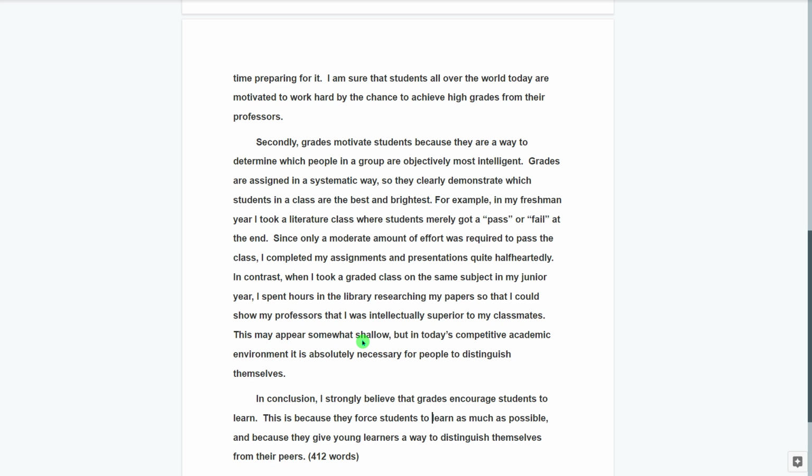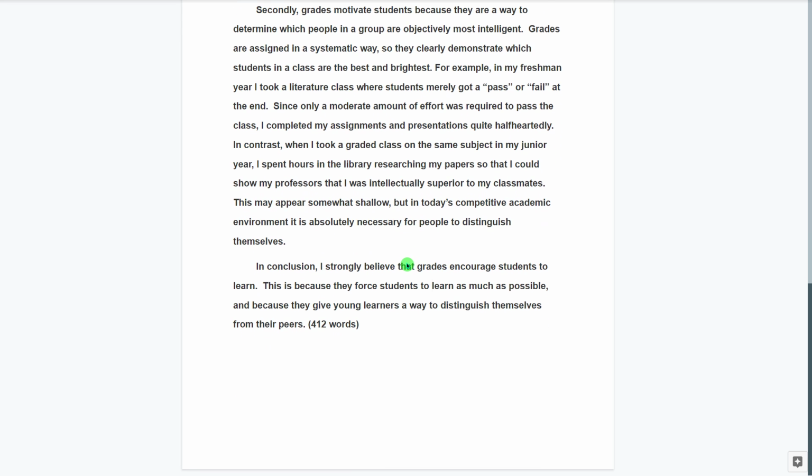This may appear somewhat shallow, but in today's competitive academic environment, it is absolutely necessary for people to distinguish themselves. Again, this is a summing up sentence, which kind of is separate from the personal example, but it does sort of repeat the main argument from the paragraph using slightly different words.